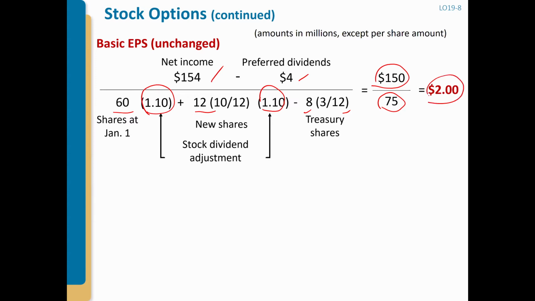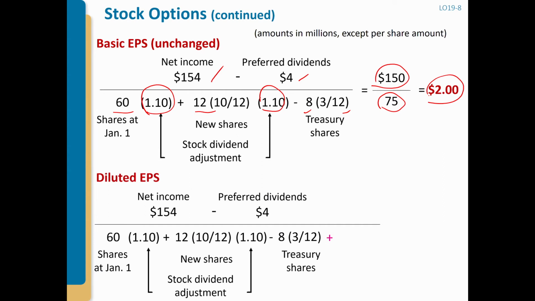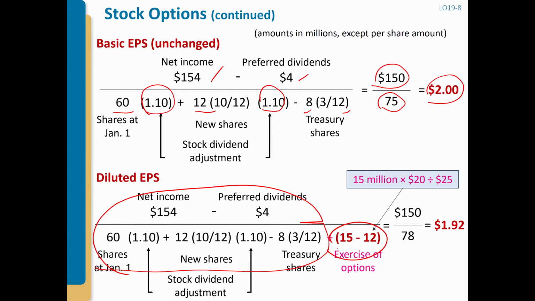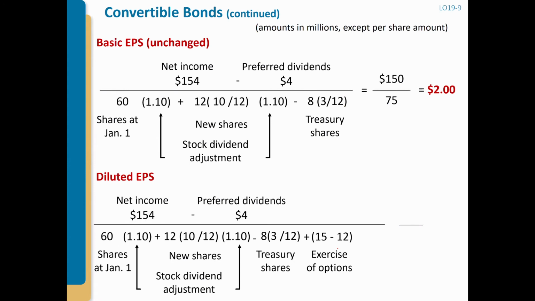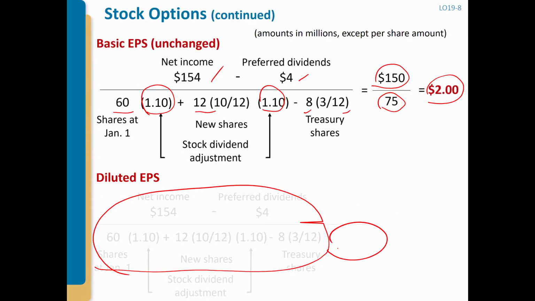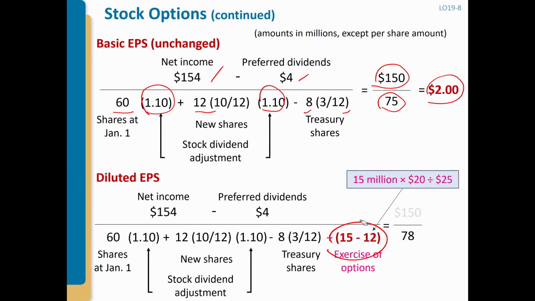So let's talk about this diluted earnings per share. Let me show you this first. Diluted earnings per share is the add-on. Everything here is still the basic, and you just add something here. So it's an add-on, right? You add this part. This is still the basic, and now we just add this part to calculate diluted earnings per share.